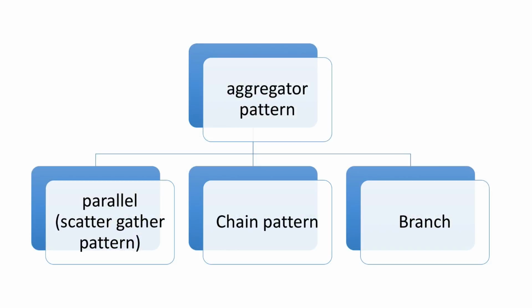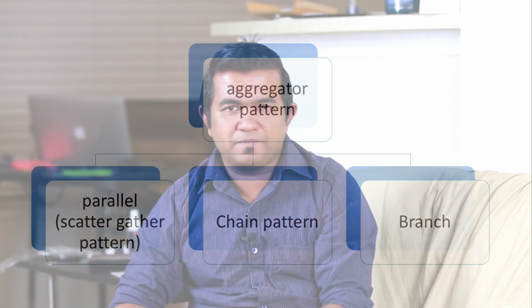The aggregator pattern has three different branches, or three different ways you can implement it. One is called the service chain pattern, another is called parallel aggregation, and the other is called branch aggregation. Three different ways you can implement the aggregator pattern.